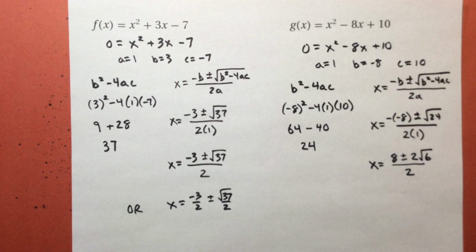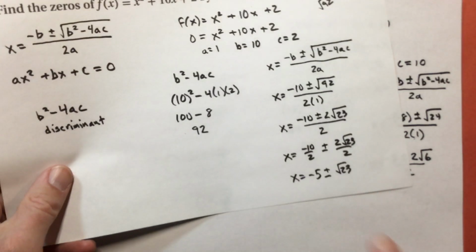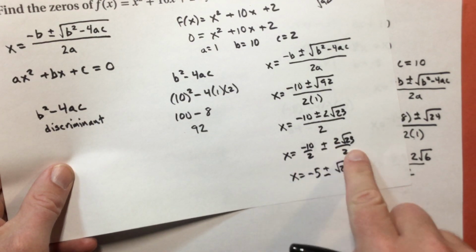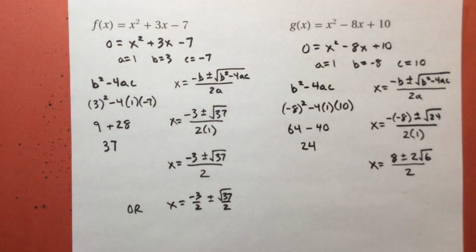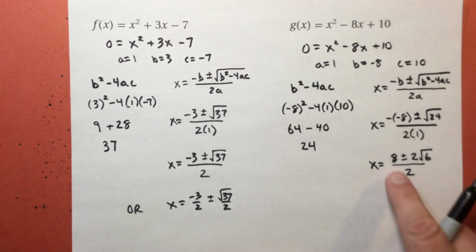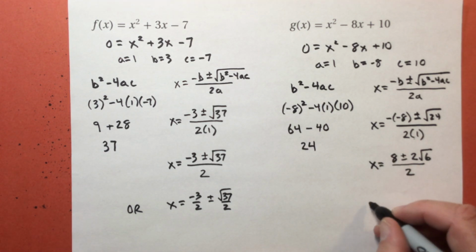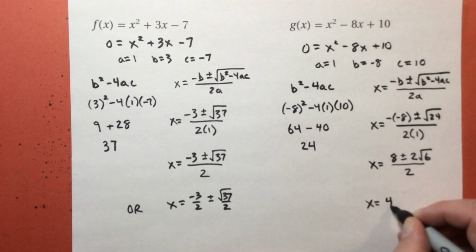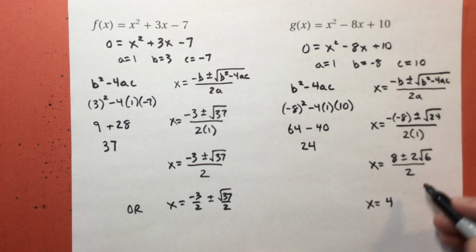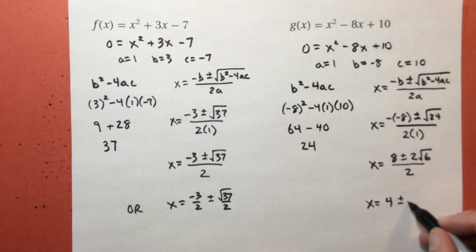All right, now last time I separated this, let me show you. Last time I separated this into two different fractions and then I simplified. If you want, you can recognize right away that I'm going to have 8 divided by 2, which is 4. And I'm going to have 2 divided by 2, which is 1, so I get 4 plus or minus the square root of 6. So please make sure that you remember to simplify.